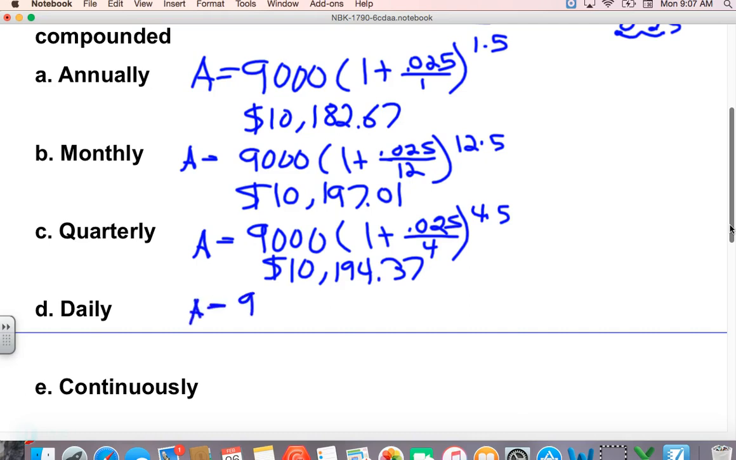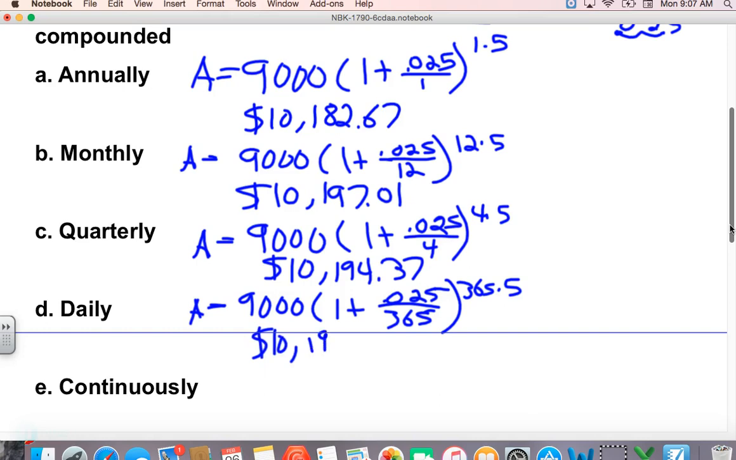Now let's look at daily. So if we do it daily, how many times a year do you do it? Well, it's 365 days in a year. We're assuming it's not a leap year whenever we do this formula. So we're going to plug in 365 for n. Everything else is the same though. So we have 365 times 5 in our exponent, and we're going to divide by 365. Whenever you plug in 365, you should get $10,198.29.